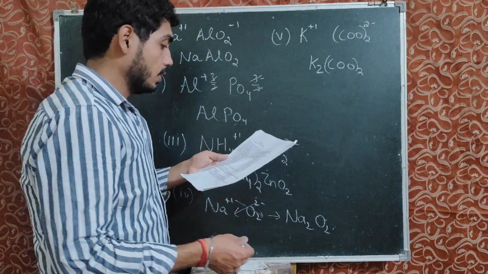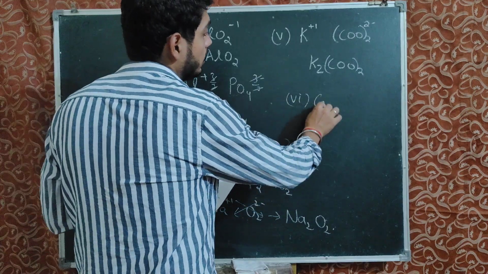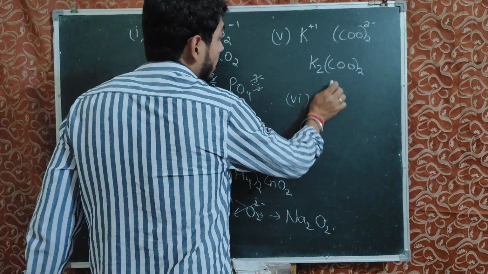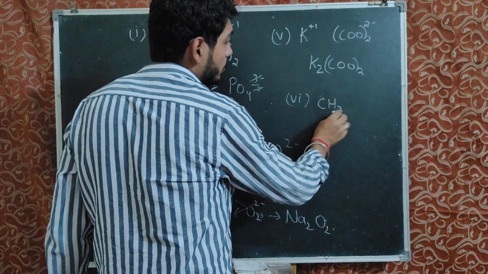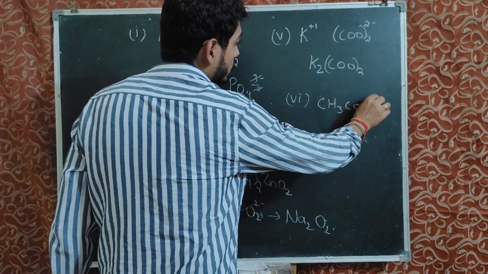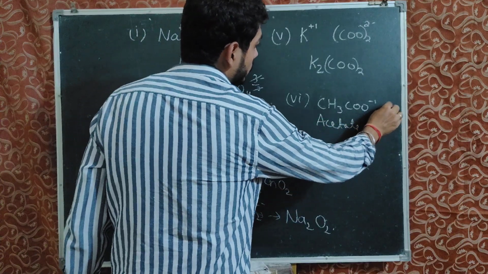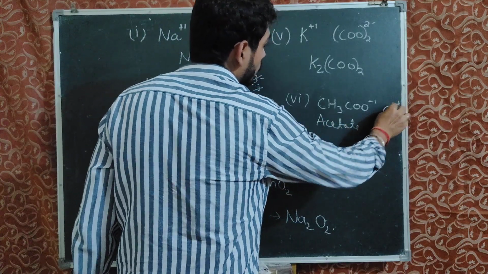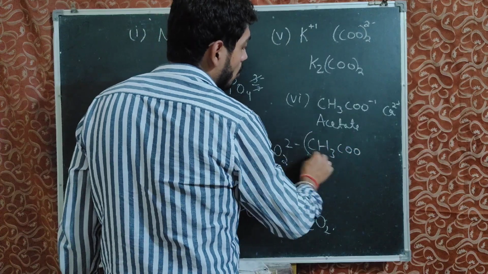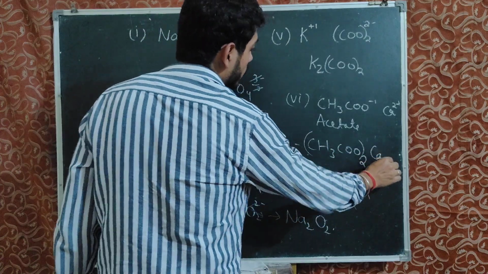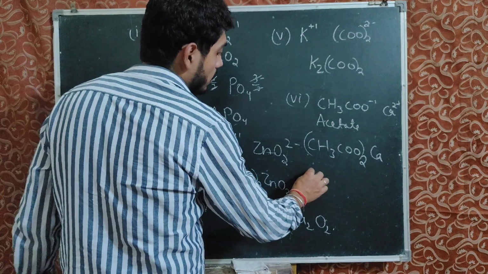Okay. Fifth, we have done calcium acetate. You have to remember that when acetate comes, acetate is first written as CH3COO minus. This is known as acetate. And calcium is Ca2 plus. The valency will get crisscrossed. The product form would be (CH3COO)2Ca. This is calcium acetate.